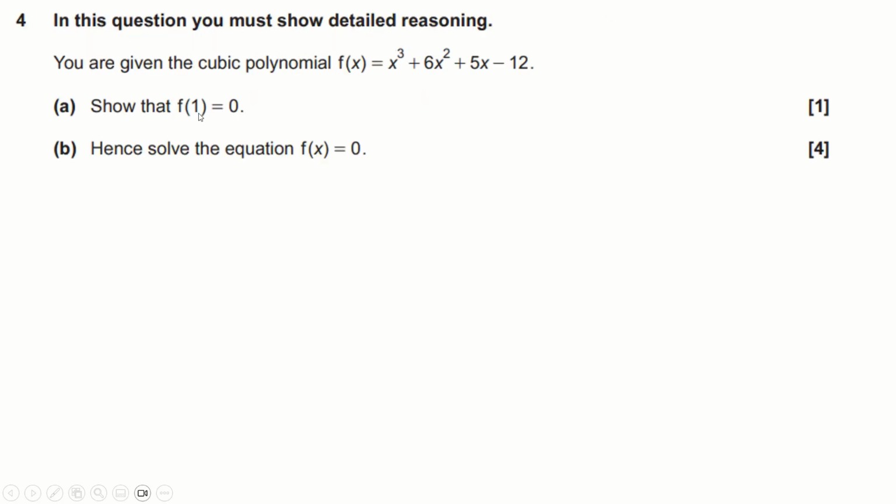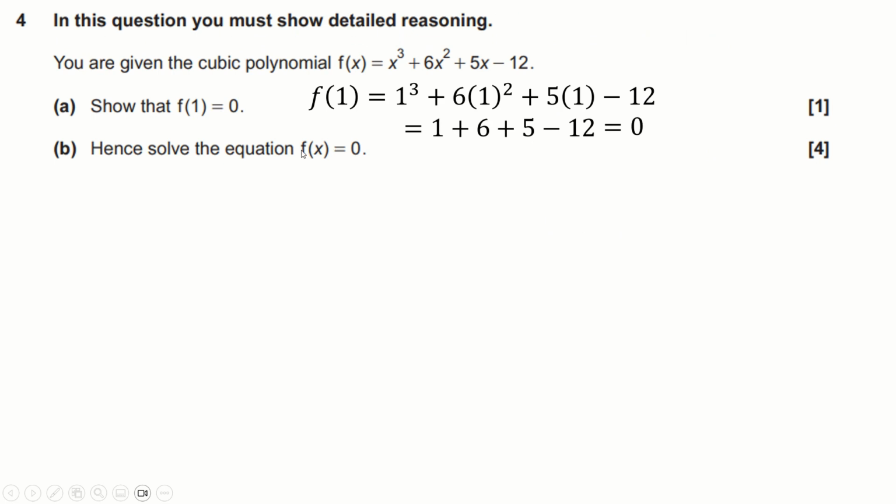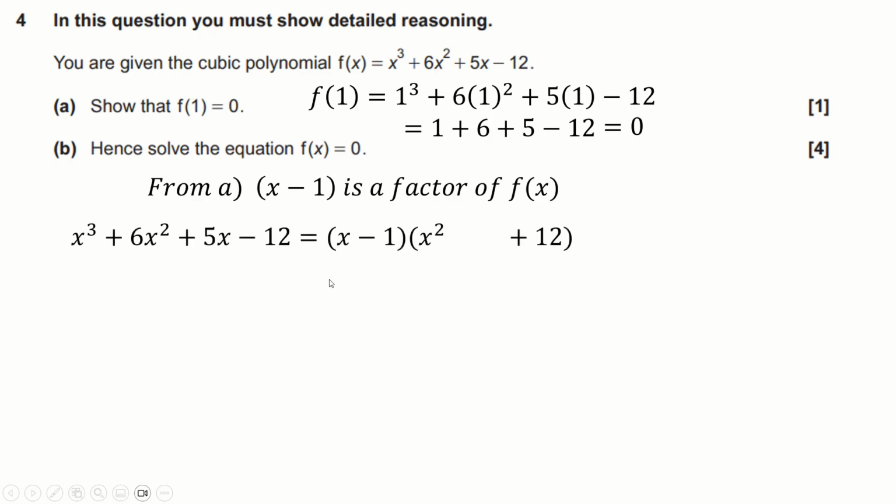For number 4, show f(1) equals 0, so put 1 into this thing here, and just calculate it, you get 0, good. Hence solve the equation. If f(1) is 0, that means x minus 1 is a factor by the factor theorem. So therefore, you can divide this by x minus 1 if you want to. I tend to not bother, I just spot it by writing out something like this. This must be a plus 12 because minus 1 times plus 12 is minus 12. This must be a 1x squared because that makes a 1x cubed.